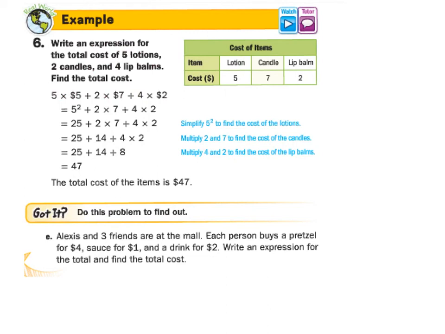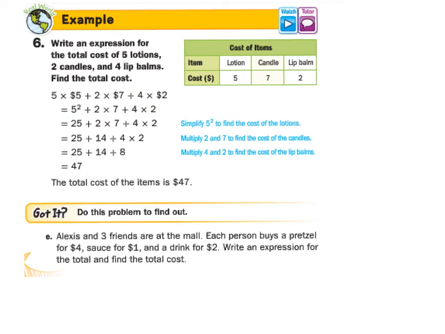So we could simplify the 5 times 5 to 5 squared plus the 2 times 7 plus the 4 times 2. So 25, and we do the exponent first, and then we do our 2 times 7 and get the 14. The next thing we do is the 4 times 2, which is 8, and then we'd add them all together, and our total cost is 47.